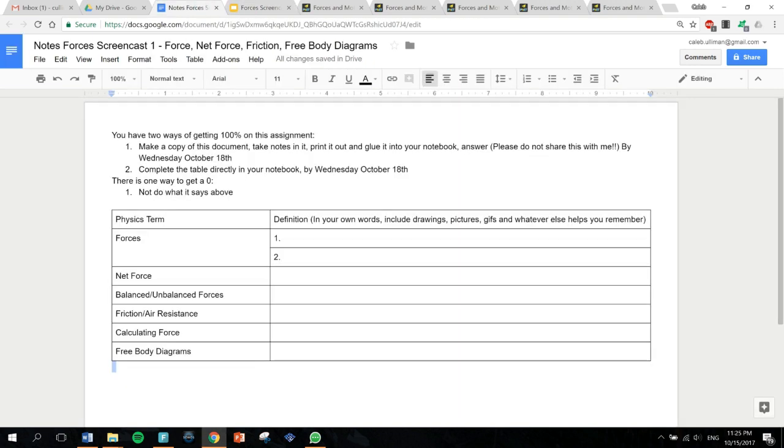Here are the notes. You have two options. You can either make a copy of this document and type out your notes and then print them and put them into your notebook, or you can just copy the table into your notebook and take the notes there. Either one will result in 100%, and doing anything other than that will result in a 0.